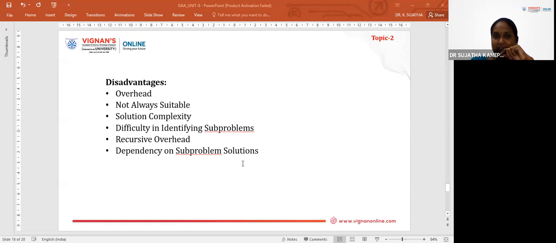And recursive overhead. Recursive algorithms are often used in decrease and conquer method. These may introduce additional memory use and call stack overhead, potentially affecting the performance of the method. And depending on subproblem solutions, the approach relies heavily on the correctness and efficiency of subproblem solutions. If subproblem solutions are incomplete or inefficient, it can propagate to the overall solution, and we cannot get the correct or exact solution for the given complex problem. So these are the disadvantages which are present in our decrease and conquer method.